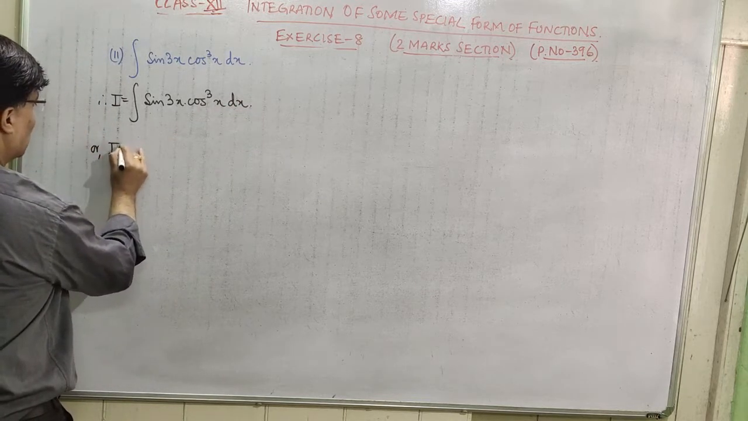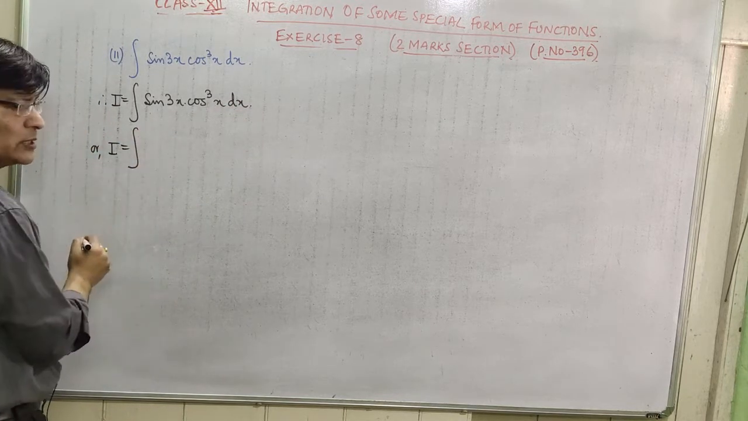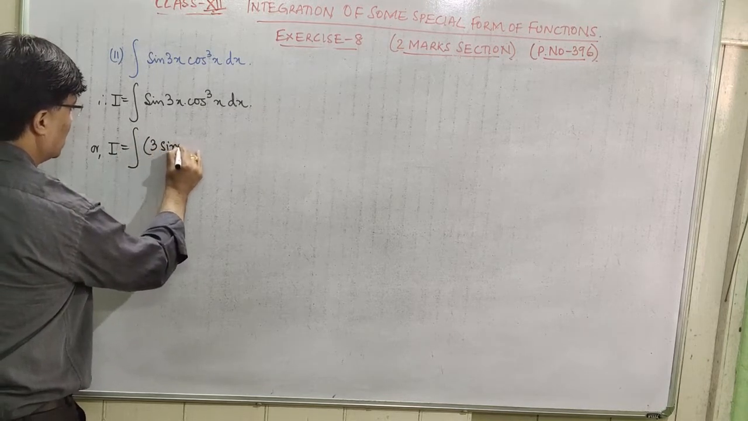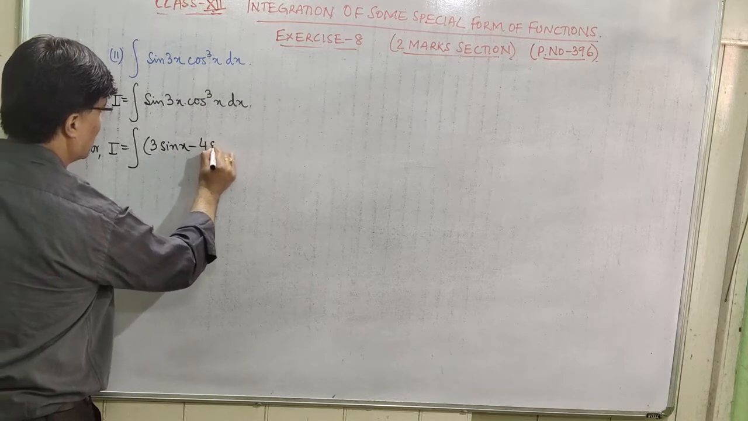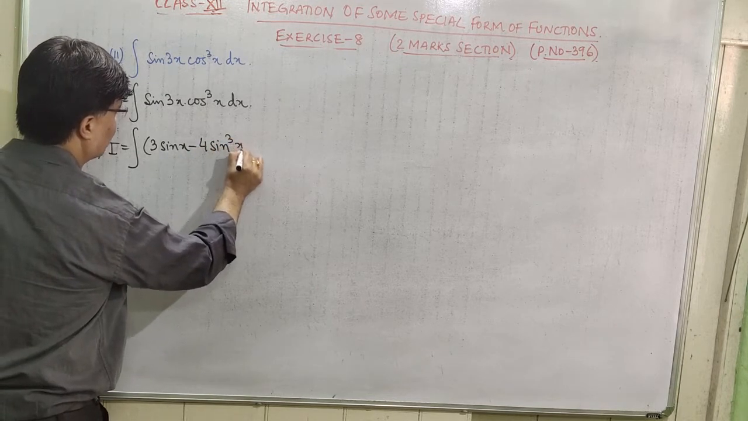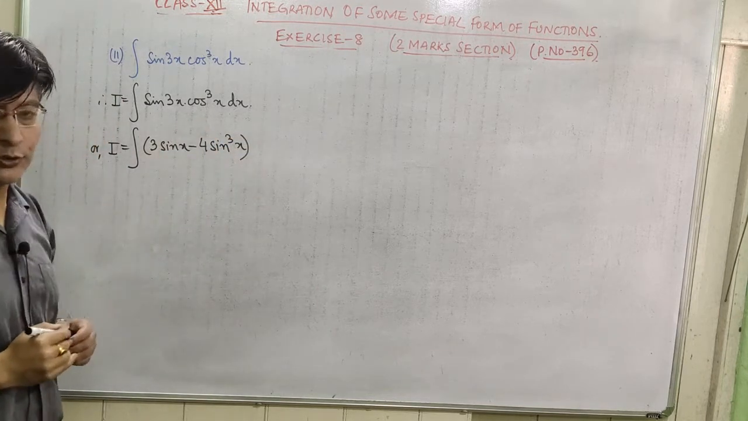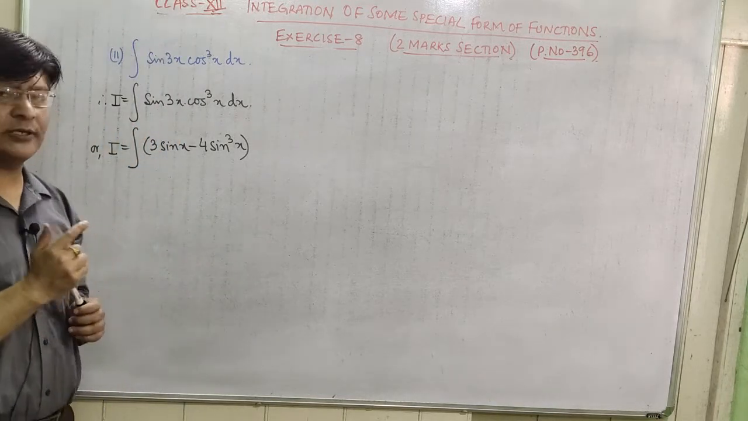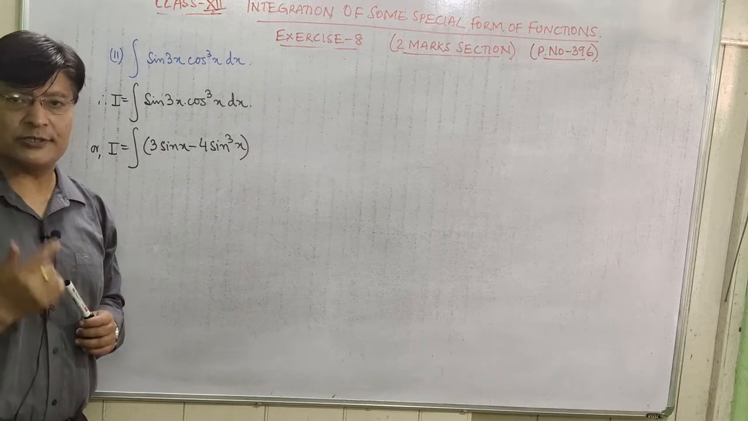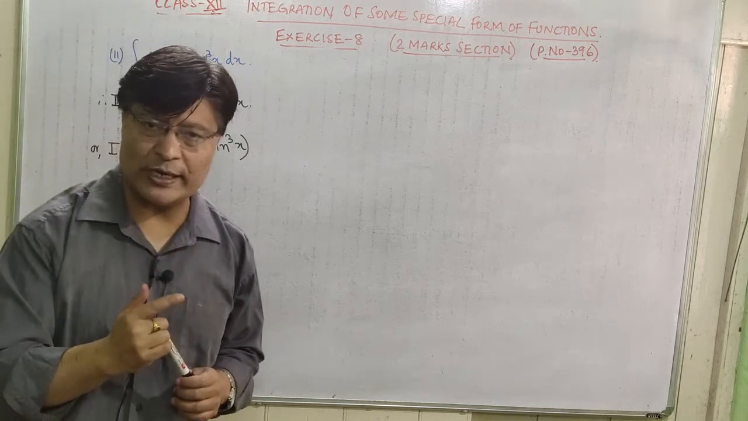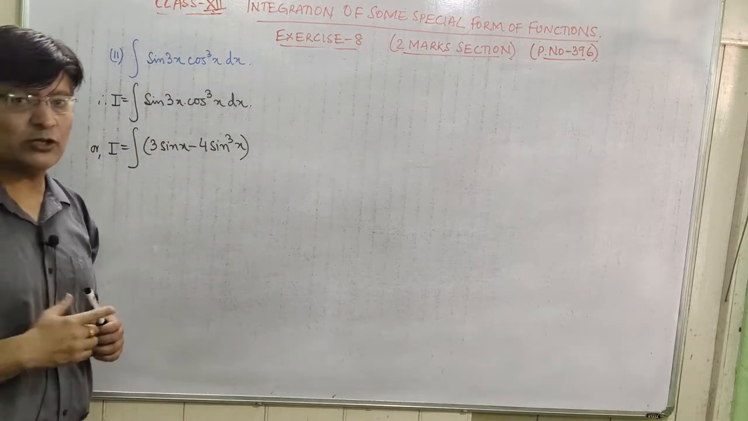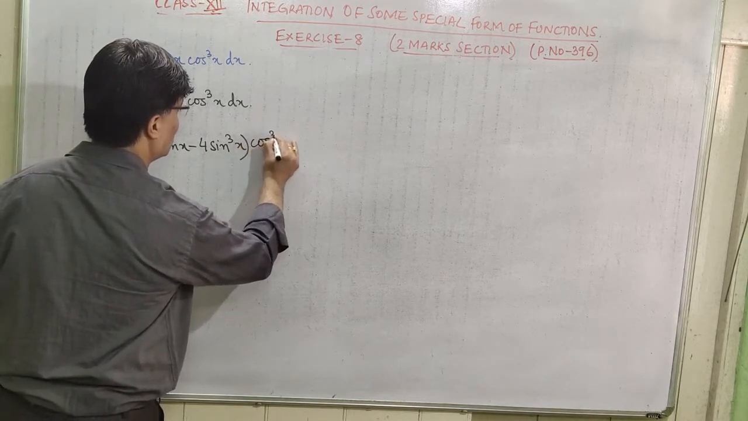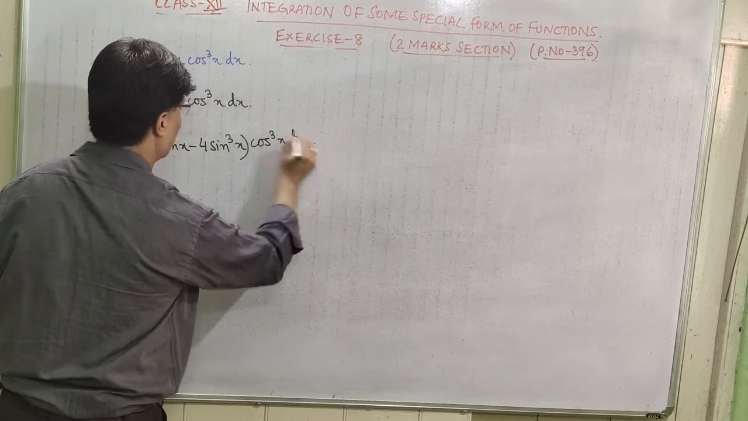So or I is equal to integration of, what is the formula for sine 3x? It is 3 sine x minus 4 sine cube x, isn't it? What is the formula for sine 3x? You should know it. It is 3 sine x minus 4 sine cube x. You have done it in multiple angles in trigonometry. Sine 3x is equal to 3 sine x minus 4 sine cube x, bracket closed. Then you write cos cube x dx.